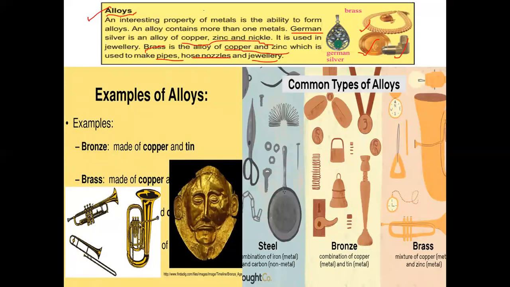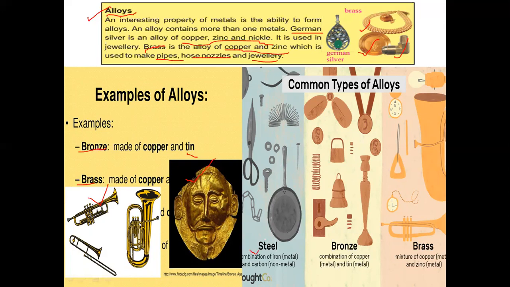These are some more examples of alloys. This is bronze, made up of copper and tin, and brass. Brass is the alloy of copper and zinc as well. So all these musical instruments are made up of brass, and you might have seen some coins and medals also made with bronze.